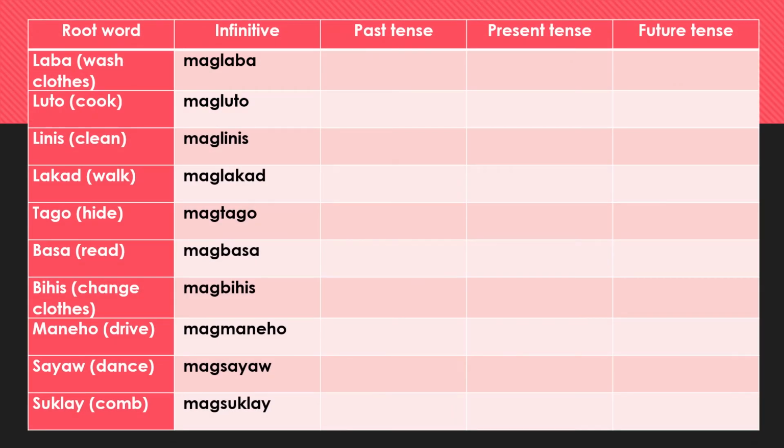Okay, so let us look at your answers. These are the root words, and then there's another answer for the infinitive. You can check your answer. So what is the rule? You just add mag to its root word. So it becomes laba, to wash, so maglaba.